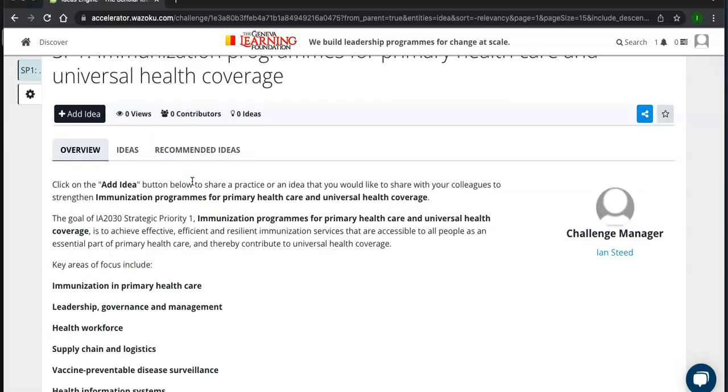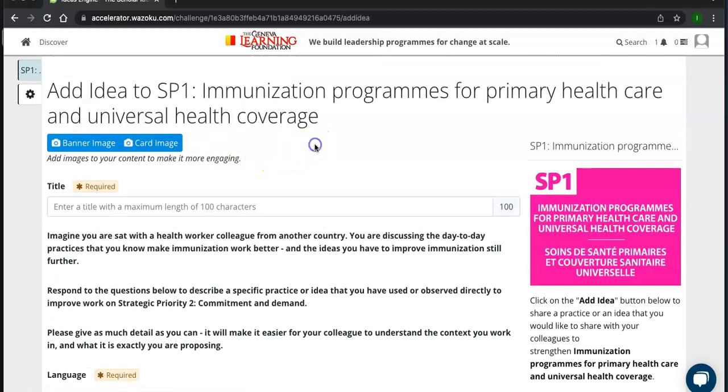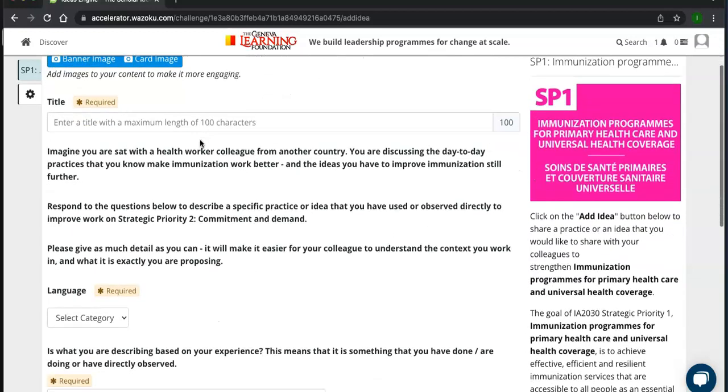Now, to add the idea, so you've got this black box at the top with the plus, add idea. Click on that, and it takes you through to a form where you'll be asked a number of questions, and that will provide the text that other people can look at. You have the opportunity, if you have a picture or an image through this banner image, card image at the top, you have the opportunity to upload a nice picture, and this will be visible to everyone. So one way of making what you say attractive. What we have found in the past is that the title that you add is really important.